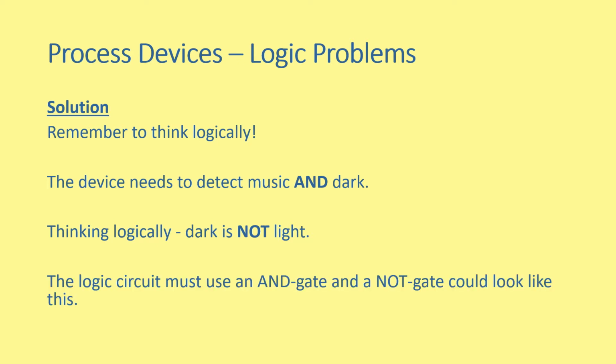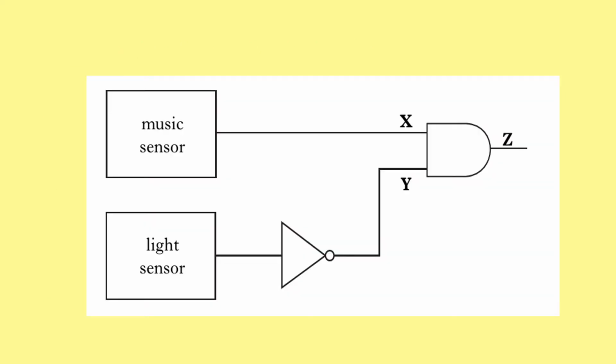The logic circuit must use an AND gate and a NOT gate and could look something like this. Here we go, we've got our music sensor and our light sensor. Remember, our light sensor needs to sense not light, that's why we've got our NOT gate in here. And it needs to be sensing both music and not light for it to work properly. So we've got our AND gate here and our NOT gate here.